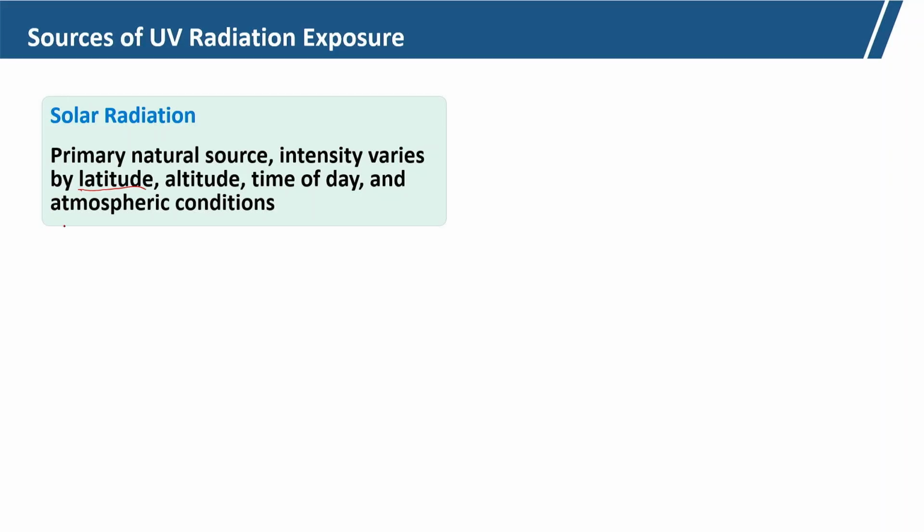And atmospheric condition depends on the type of cloud present. If it is cloudy, then the solar radiation reaching the earth will be reduced, and also moisture content; all these factors affect the solar radiation.